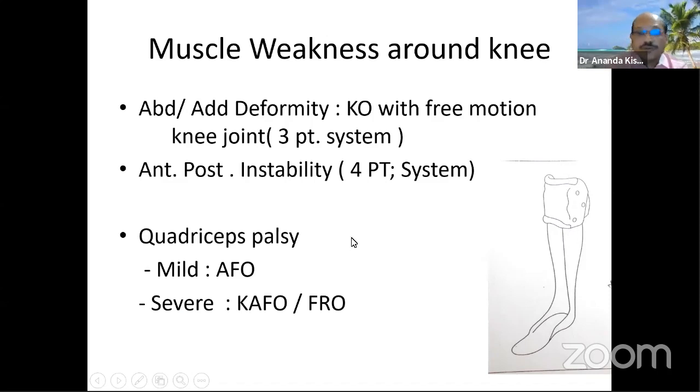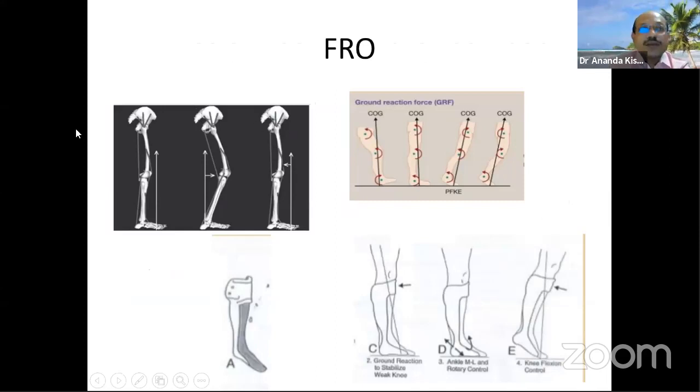So what is FRO? How does it differ from the conventional, that is, the classical modern variety of ankle foot orthosis? See, we have to understand this. So this is the normal ground reaction system. Once the patient can stand in this manner, the ground reaction force is coming in front of the knee, and that normally locks the knee joint.